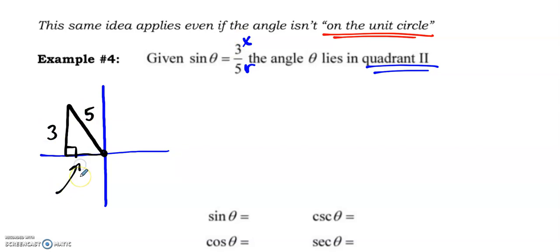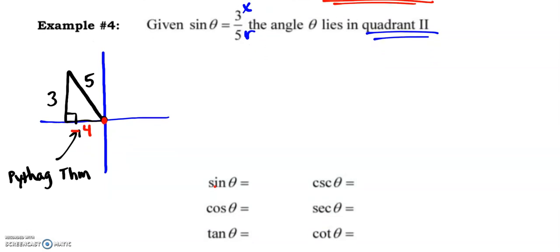Now this last side, I would use the Pythagorean theorem to figure out, or I would remember my triples, and I would figure out that this is a 3, 4, 5 triangle. And then since I had to go left of the origin and I'm in the second quadrant, I would know that that had to be a negative 4 to complete my side lengths. And then I would use those side lengths to answer these 6 questions.